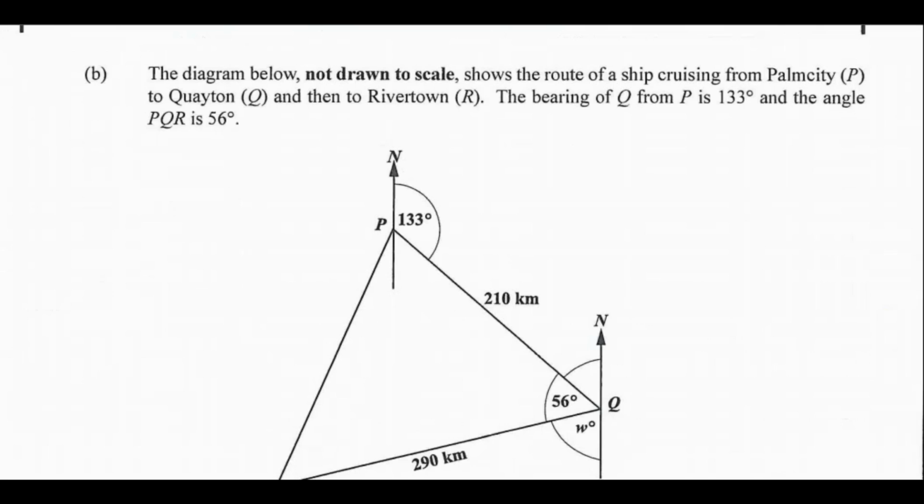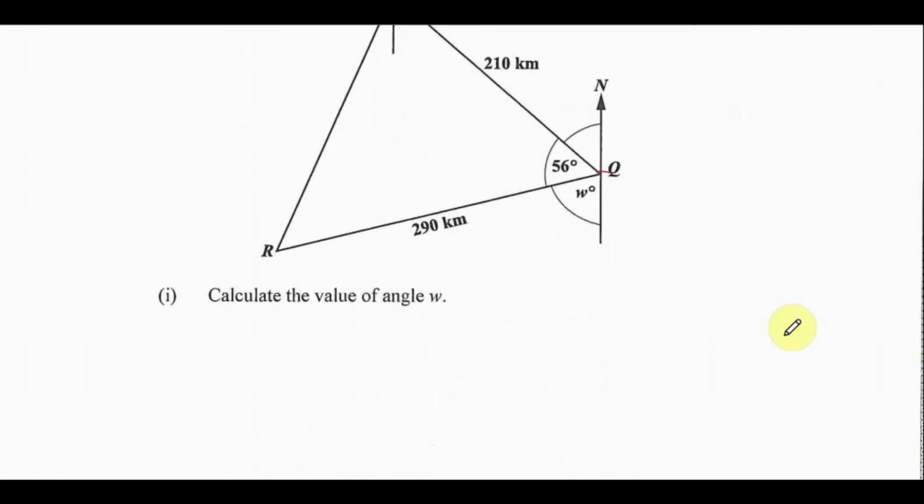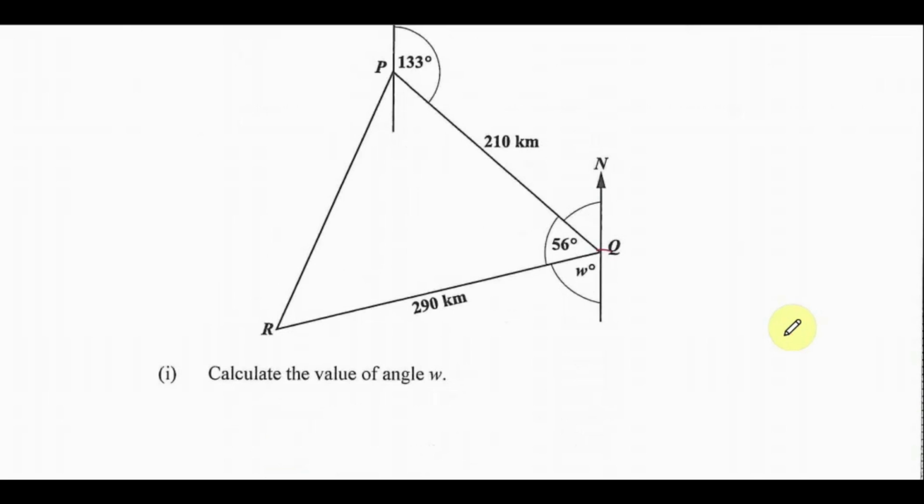Now in part B of the question, the diagram below, not drawn to scale, shows the route of a cruise ship from Palm City P. So it starts here at P and it goes to Q, Quayton, then it goes to Rivertown R. The bearing of Q, this point from P, is 133 as identified by this angle here. And the angle PQR is 56. And they give us the length of 2 sides here. Okay, so that's the diagram. And we need to calculate the value of the angle W.